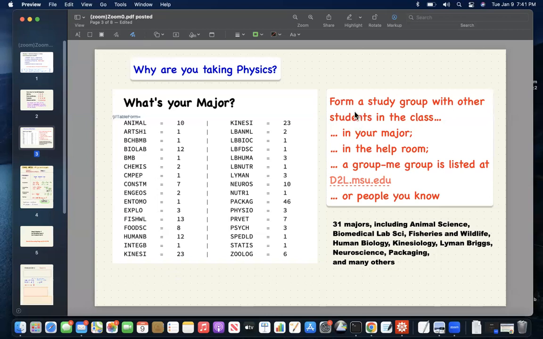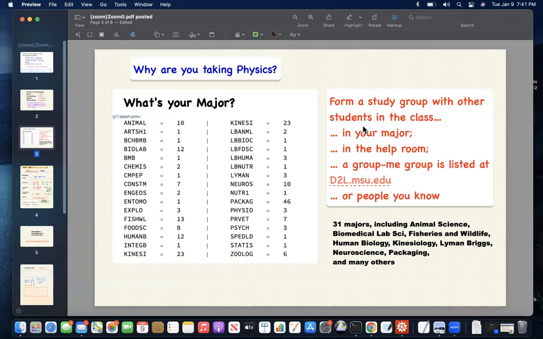And if you don't know anybody else in the class, you can go to the help room. I mentioned the help room. There'll be teaching assistants in the help room. There'll be other students in the help room. So you can go to the help room and meet some other students in the class, and form a study group with them. And you can go over problems together and make suggestions on how to do them and so on.